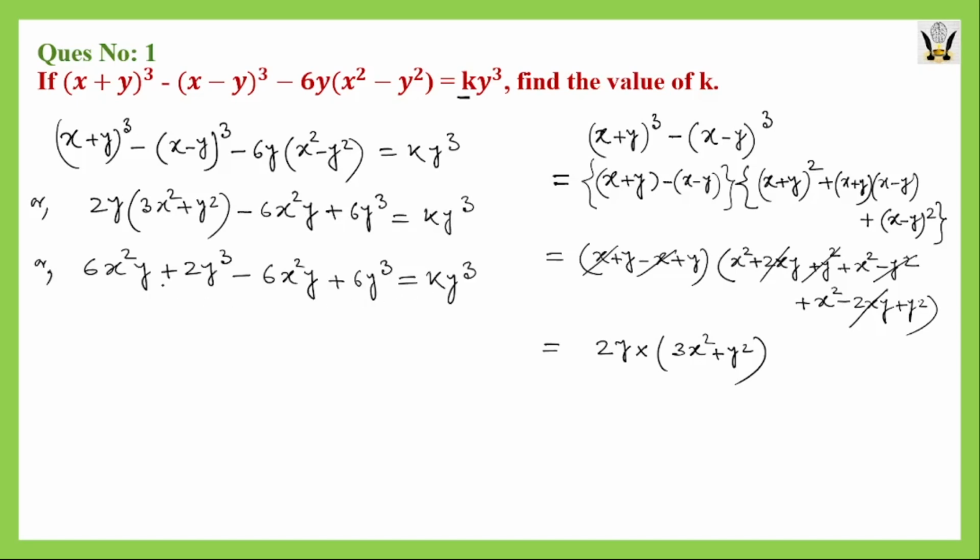If we simplify further, plus 6x square y and minus 6x square y will cancel each other, and from here it is 2y cube plus 6y cube, so 8y cube, and on the right side we have ky cube. So if we equate the coefficients of the y cube terms, then we can easily say that k will be equal to 8, and only under that condition will this be satisfied.